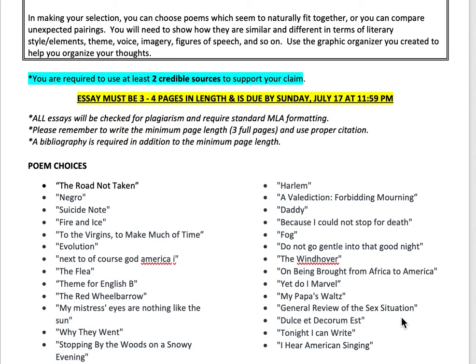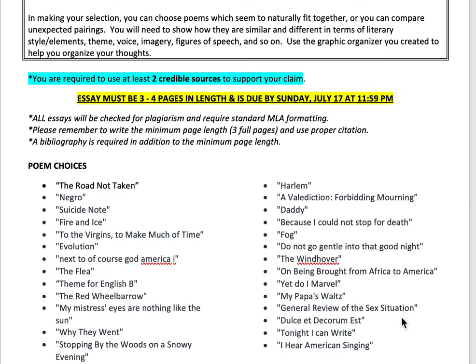You're going to have to show how they're similar and different in terms of these different literary elements. So think about things like theme, imagery, figures of speech, voice, and use the graphic organizer to help you organize your thoughts. You do need to have at least two sources to support your claims. Your essay has to be 3 to 4 pages in length and is due by Sunday, July 17th at 11:59 p.m. Everything's going to be checked for plagiarism, everything needs MLA, everything has to be the minimum page length, of course, proper citations in text and on a bibliography.